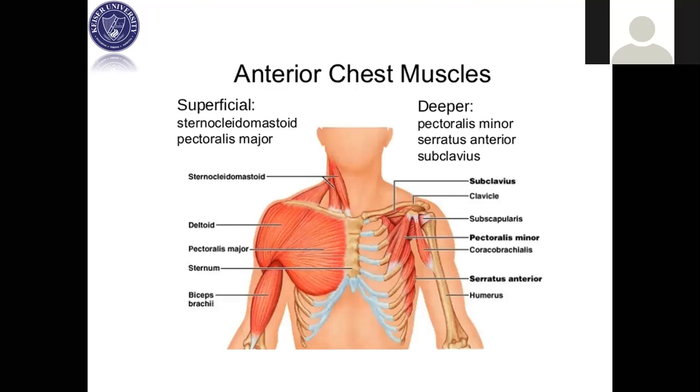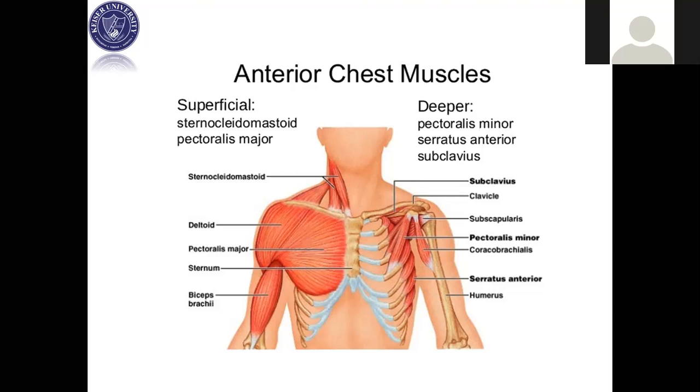So again, it's important to understand what muscles are superficial and what muscles are deep. Superficial muscles are muscles you can actually touch. And the word we use for touch is palpate. So we can palpate the sternocleidomastoid. We can palpate the pectoralis major in our chest. If we go to the forearm, we can palpate the biceps. It's right there. Those are the superficial muscles, the muscles that we can touch.